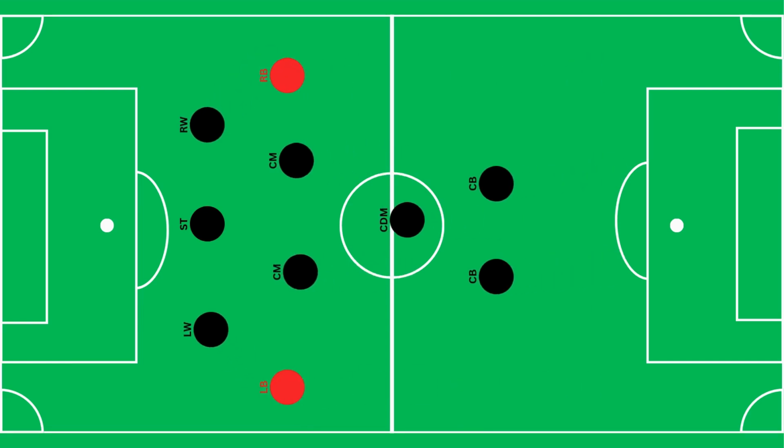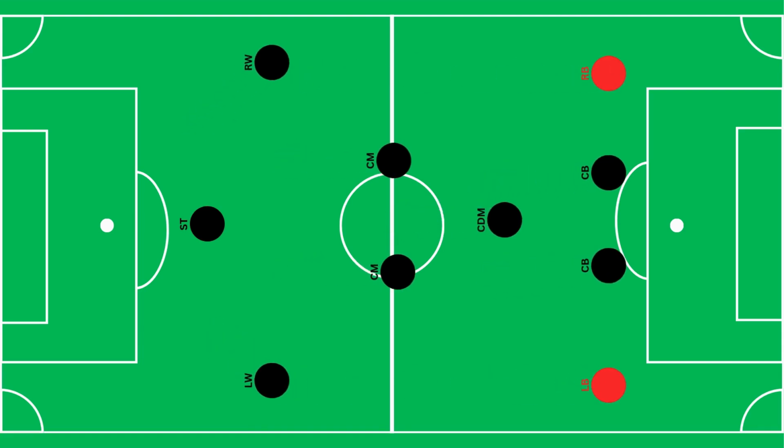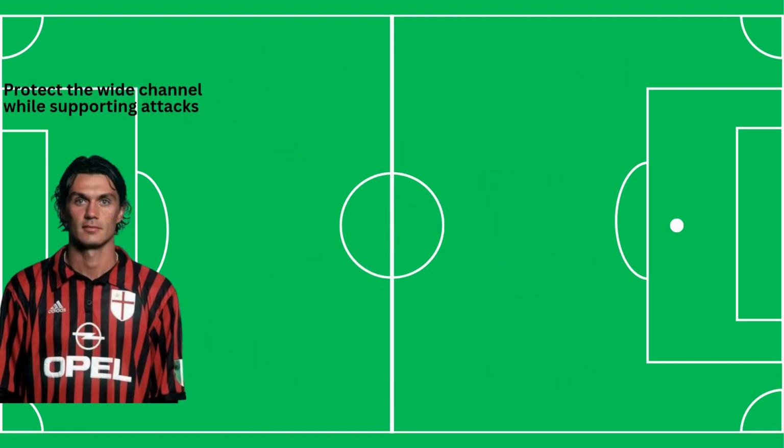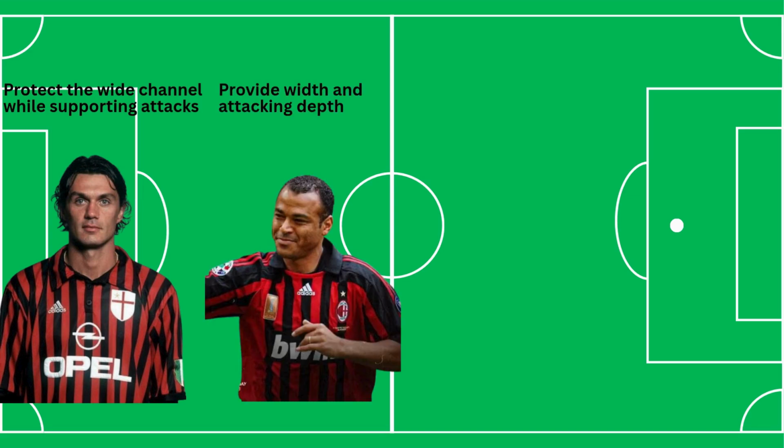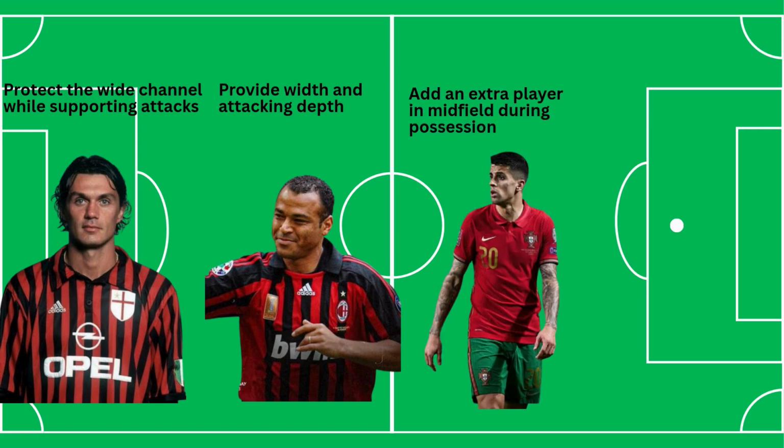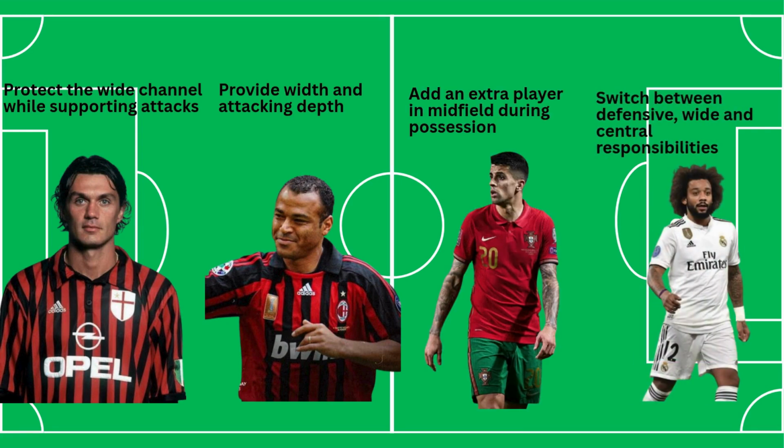They can defend the flank, overlap into attack, or invert into midfield. And those movements change the team's entire shape. Today, we'll break down 4 roles: the fullback, wingback, falseback, and hybrid fullback.